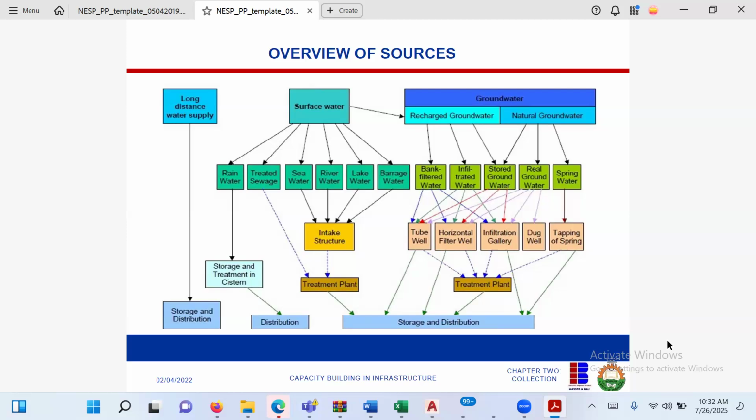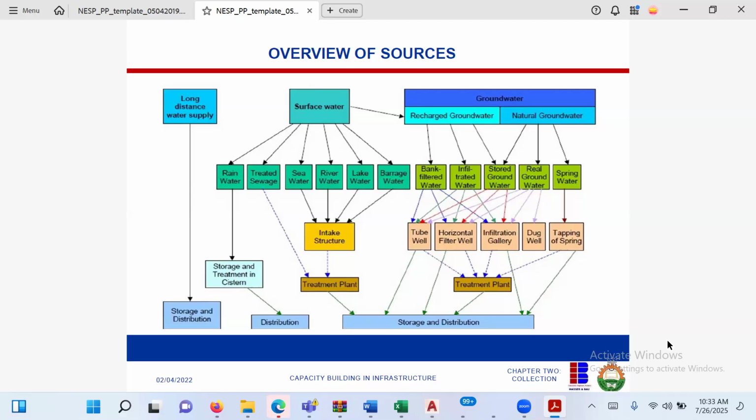Then, if that is not available, we can have surface water. Surface water can come in 5 different forms. The first one can be rainwater. Number 2, it can be treated sewage. Yes, some countries now treat their sewage. They don't use it for drinking purposes, but they use it for irrigation, another form of water usage.